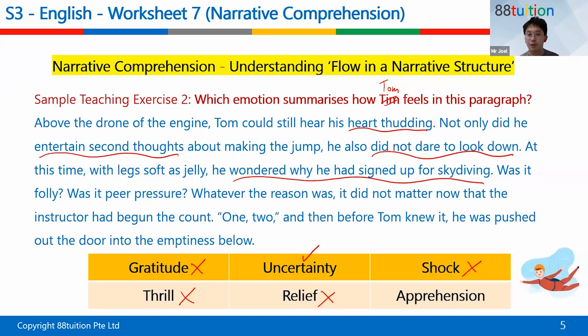Uncertainty is actually a better word to use here because Tom obviously knew what he was getting into. Tom had actually signed up for skydiving, although he was feeling very nervous over here. His heart was thudding. He did not dare to look down. He was entertaining second thoughts. All right. I think uncertainty would be a stronger word to describe this paragraph. All right. There's no $100, Quinton. I'm just giving you an example to differentiate between uncertainty and apprehension. So I would pick uncertainty for this.